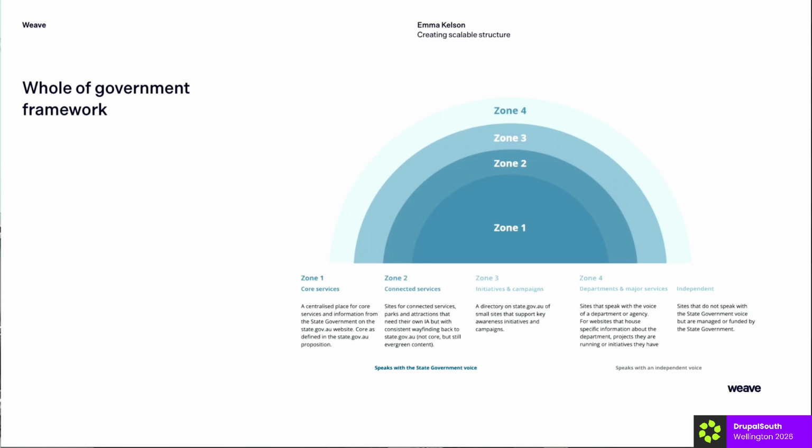We captured this as a zone system based around the voice and the type of information that each website provided and its proximity to core government information and services. So the primary state government website sits in the middle. Websites for connected services like parks and attractions sit in Zone 2. Push information like initiatives and campaigns sit in Zone 3, and then independent sites like libraries sit in Zone 4.